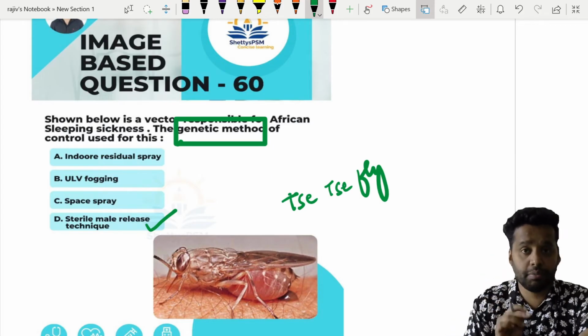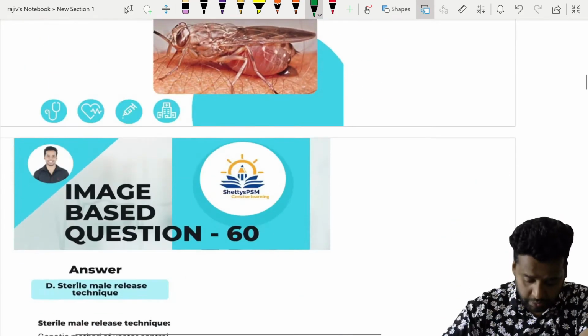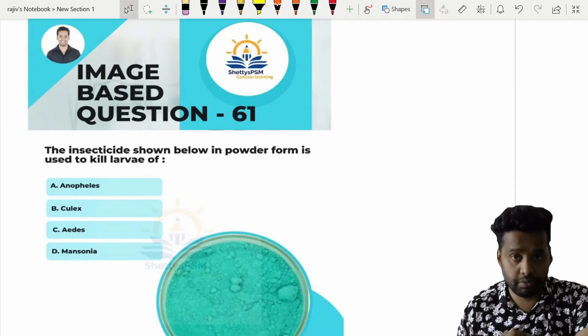Identify the genetic method in the options. That was the question: which can be used for tsetse fly control. Very important question. SMR, sterile male release technique to control tsetse fly population.